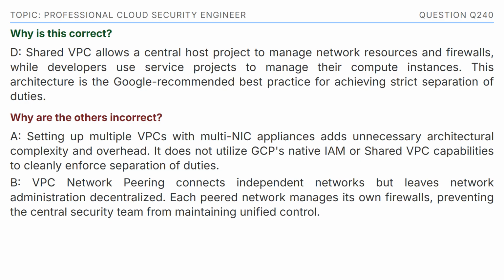Why are the others incorrect? A. Setting up multiple VPCs with multi-NIC appliances adds unnecessary architectural complexity and overhead. It does not utilize GCP's native IAM or shared VPC capabilities to cleanly enforce separation of duties. B. VPC network peering connects independent networks but leaves network administration decentralized. Each peered network manages its own firewalls, preventing the central security team from maintaining unified control.